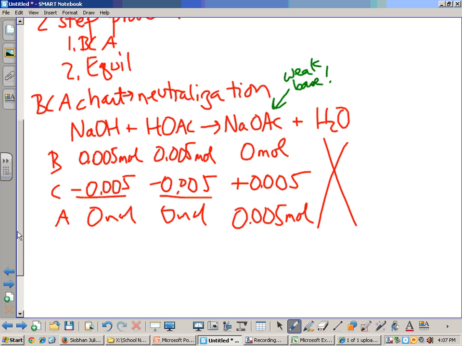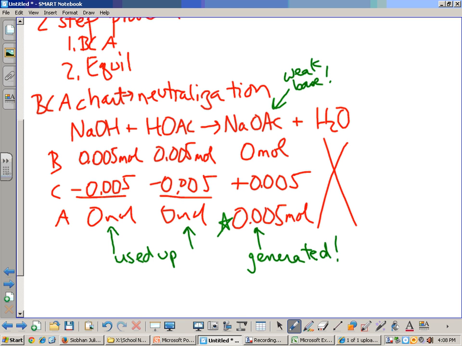That's your BCA chart. Now the reason that I'm doing this is so that you can understand what's happening in your flask. Used up, gone, not there, generated. So what is in your flask at the equivalence point? No sodium hydroxide or acetic acid, but you've made 0.005 moles of the sodium acetate. Therefore, the pH will absolutely be based on that amount and the calculations we do with it.